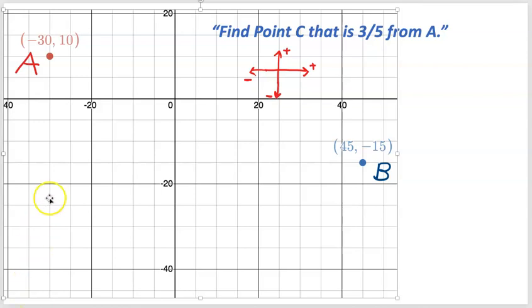Hey, what's up, students? I wanted to go over a practice test question that's been giving people the fits, and it kind of goes like this. You have two coordinate points. One is A and one is B, and then they say find a new point C that is some type of fraction or some type of scale factor from either A or from B.